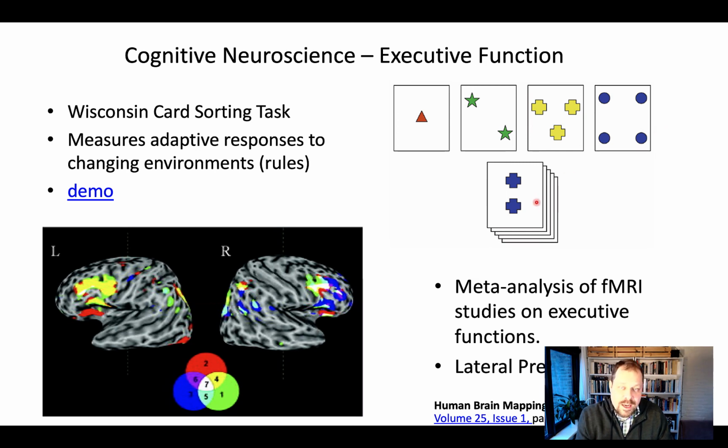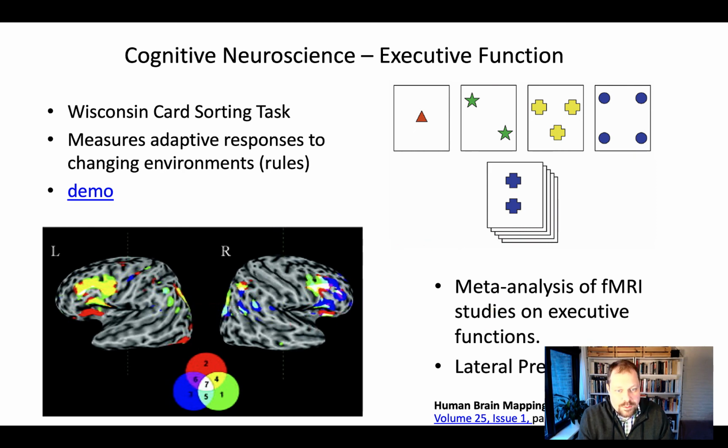And this is a kind of task that engages a cognitive system. This is from a meta-analysis. Particularly, the lateral prefrontal cortex is involved in basically inhibiting this prepotent response and switching to a new rule and learning about a new rule.